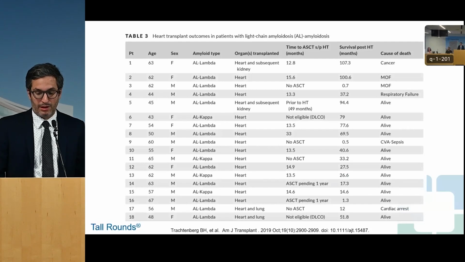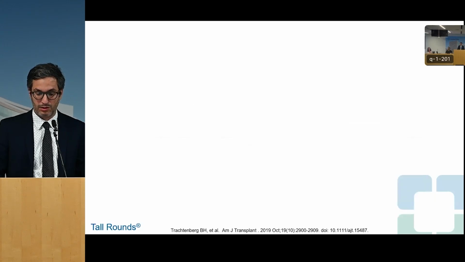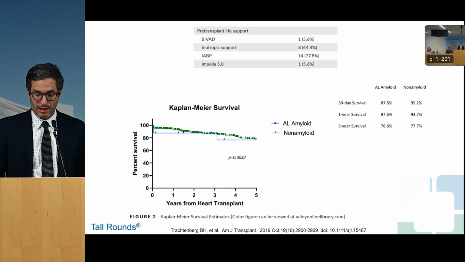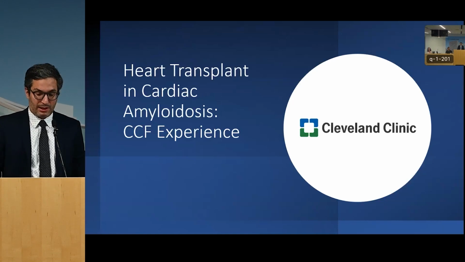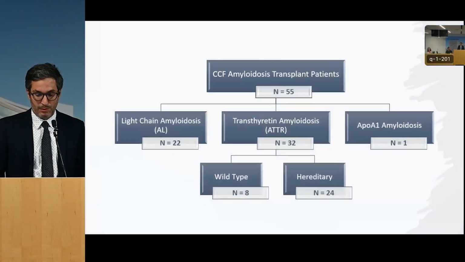Just an overview here of these patients and their survival. The majority are alive, and a lot of them actually had a good survival, like I had mentioned. And as we see in the other paper, the survival with every year and every paper that we see has been improving. So to look at the Cleveland Clinic experience with cardiac amyloid, we've done now about 58.